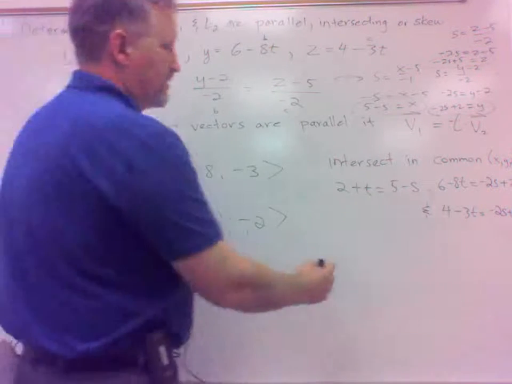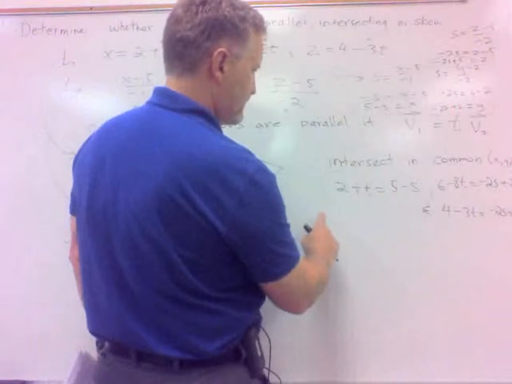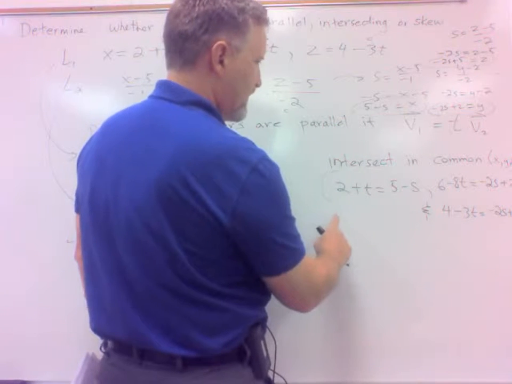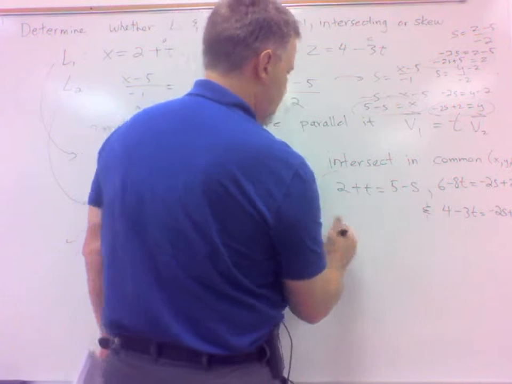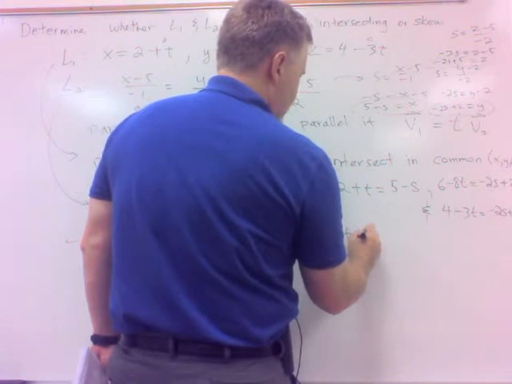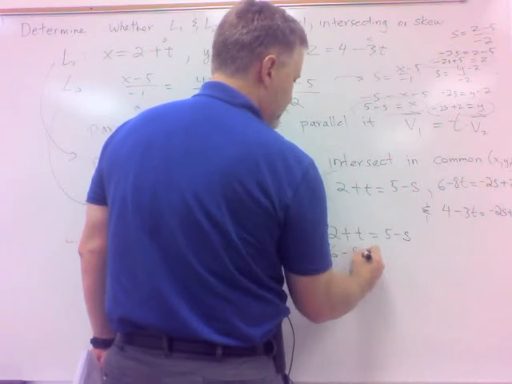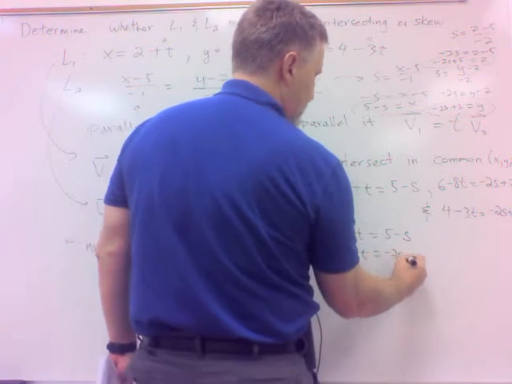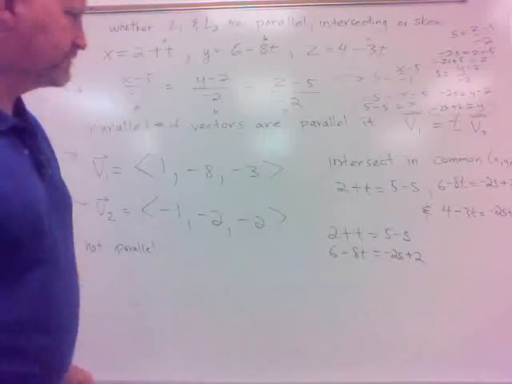Okay, and so really just go two at a time. I don't think it really matters. It doesn't really matter if I look at 2 plus T equals 5 minus S, and 6 minus 8T equals negative 2S plus 2. Solve that however you want to.